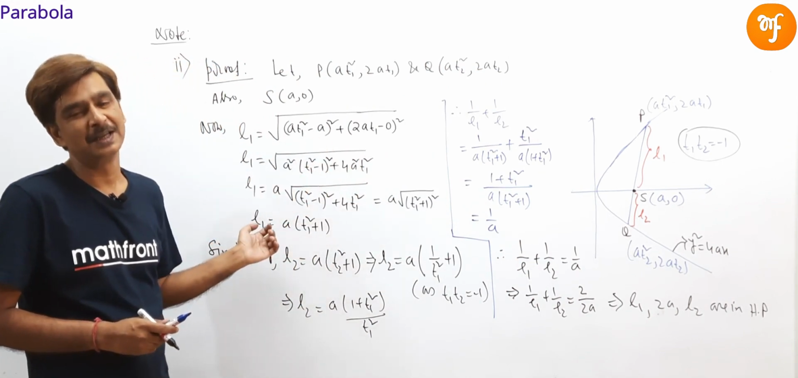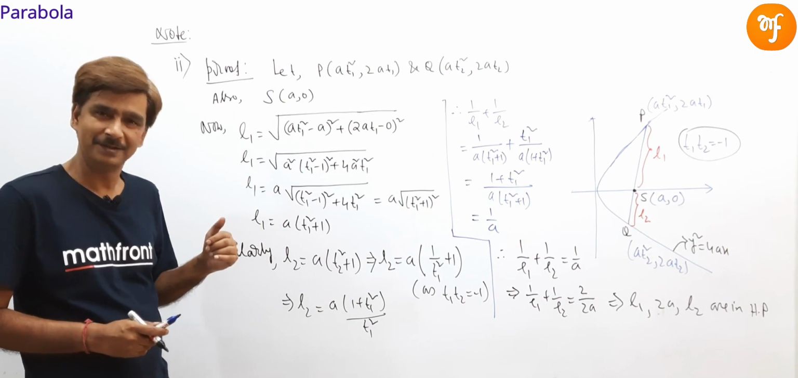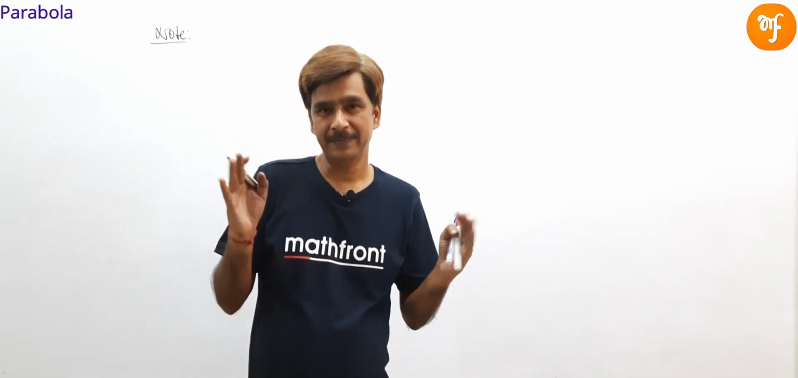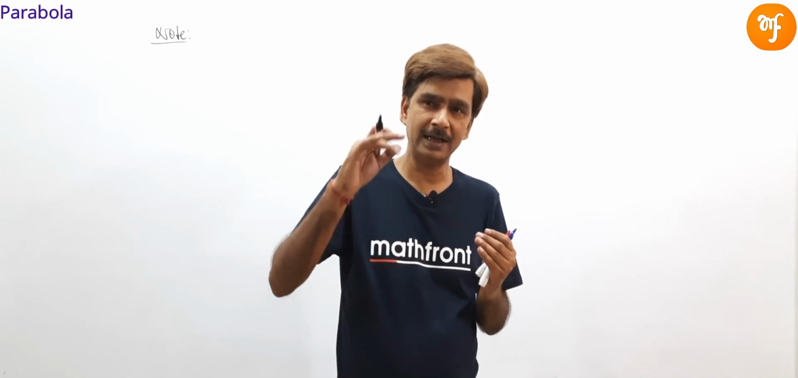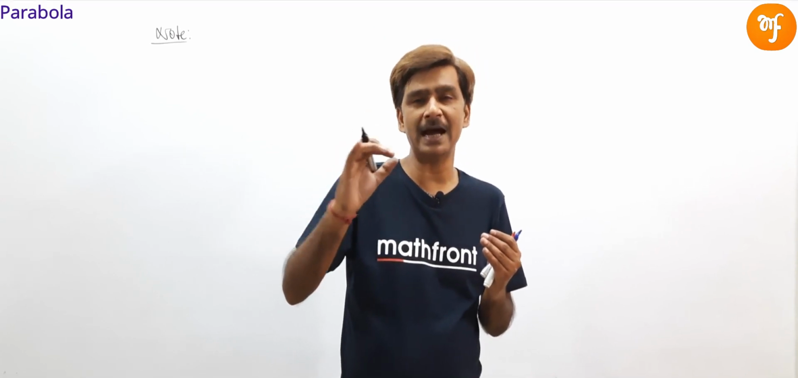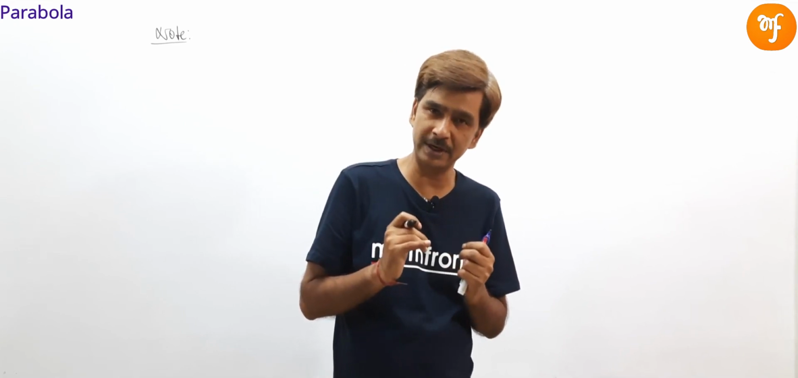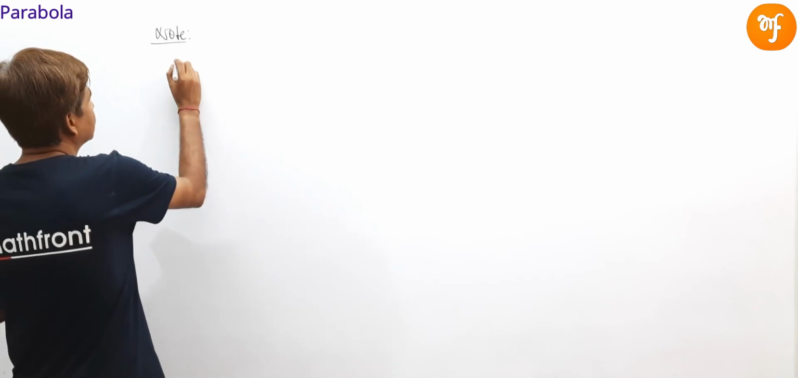Now come to the next statement, that is note number 3. Clear? So friends, now we are discussing point 3. If (at1 square, 2at1) and (at2 square, 2at2) be the ends of any chord of the parabola y square is equal to 4ax, and if this chord subtends a right angle at the vertex of the parabola, then the value of t1 into t2 becomes minus 4. Okay, very useful notes. Please remember this. So writing the notes again.